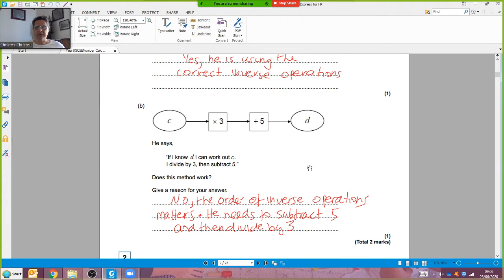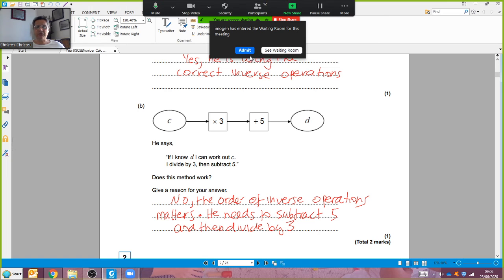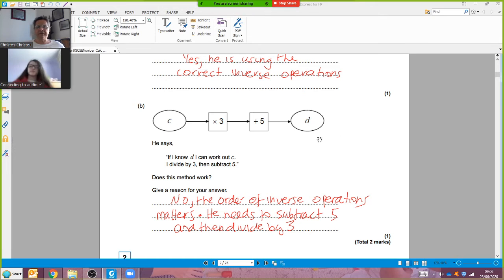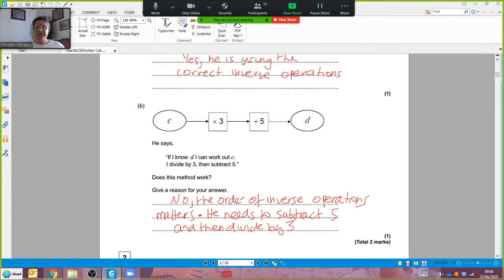Here, he's wrong. He wants to work out C knowing D. I can work out C if I divide by 3 and then subtract 5. That's not going to work, sir, because you've got to first subtract 5 and then divide by 3. Okay, that's what it says. The order matters here, because if you're going back this way, minus 5, then divide by 3 becomes C. So no, the order of operations matters. He needs to subtract 5 and then divide by 3. Okay, so that's what he needs to do.